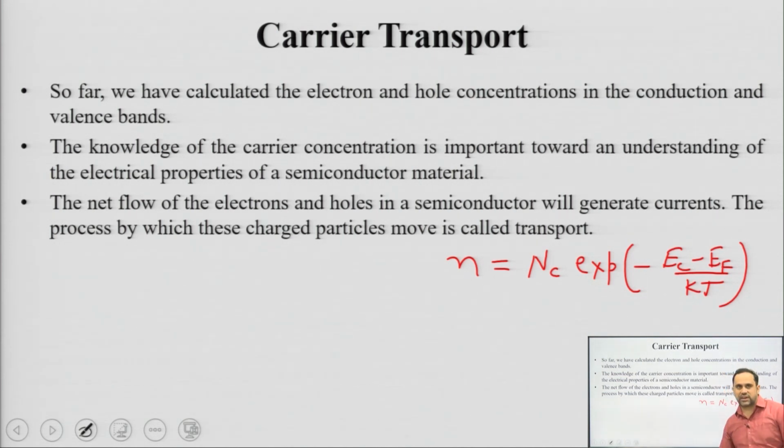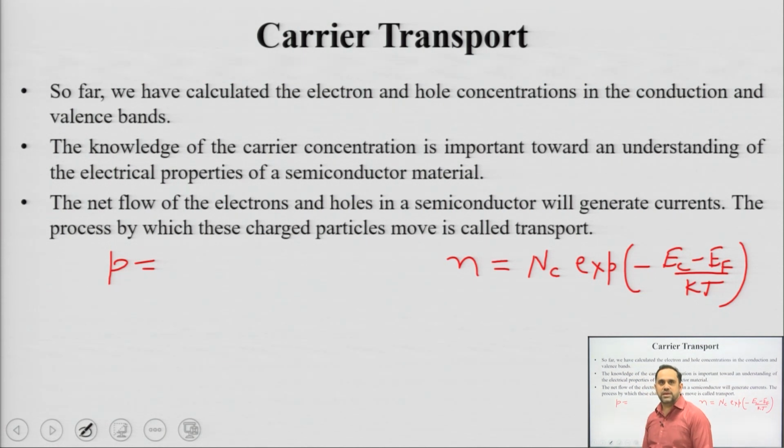Nc, which is the effective density of states in the conduction band, exponential minus Ec minus Ef by kT. Ec is your start of conduction band, Ef is the Fermi energy level, k is Boltzmann constant, and T is temperature. Okay. So, these are the number of electrons per unit volume available inside the conduction band. Now, these are the electrons which will contribute to current. Similarly, we have also calculated the hole concentration.